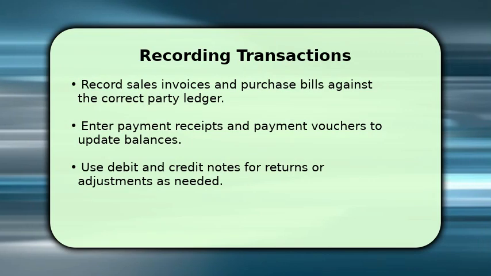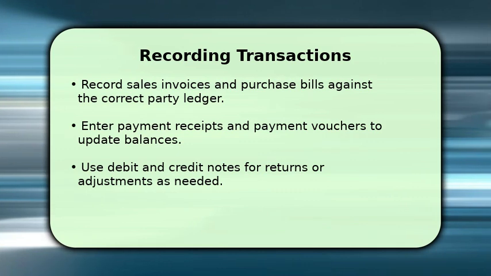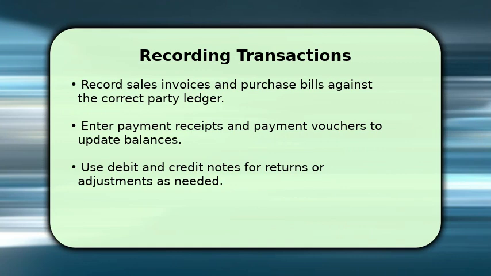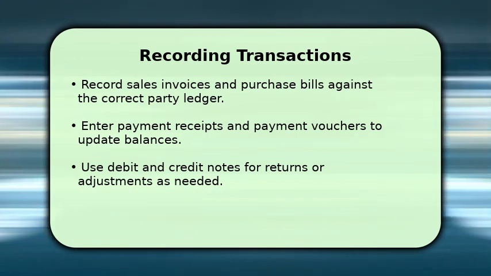Once your party ledger is set up, you can start recording transactions. When you make a sale, create a sales invoice and link it to the customer's ledger. Similarly, for purchases, use a purchase voucher. Payments received or made should also be posted to the respective party ledgers. This ensures that each party's outstanding balance is always up to date, providing a clear financial picture.